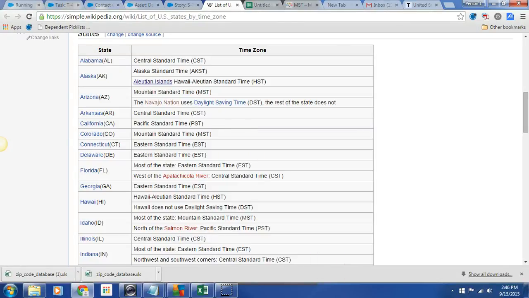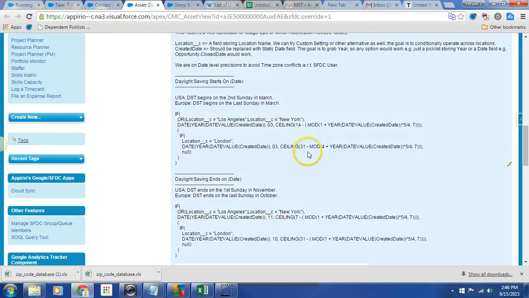Now, I found a little formula that actually will do that for us. It's not all the way there, but it does follow a consistent pattern of dates: the second Sunday of March, or something along those lines. So we have a way to get there. But for this story, I recommend that on the zip code table, we append two additional fields, one called time zone, the other one a Boolean, DST, daylight savings time.